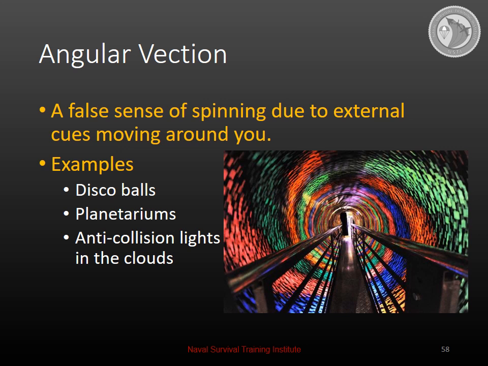Planetariums do this. In flight, the anti-collision lights, especially from a rotor wing aircraft in the clouds, can do this as that rotor head spins and you're just getting this quick snapshot of these spinning lights as it flashes. That can impart a feeling of rotation or spinning because of angular vection.